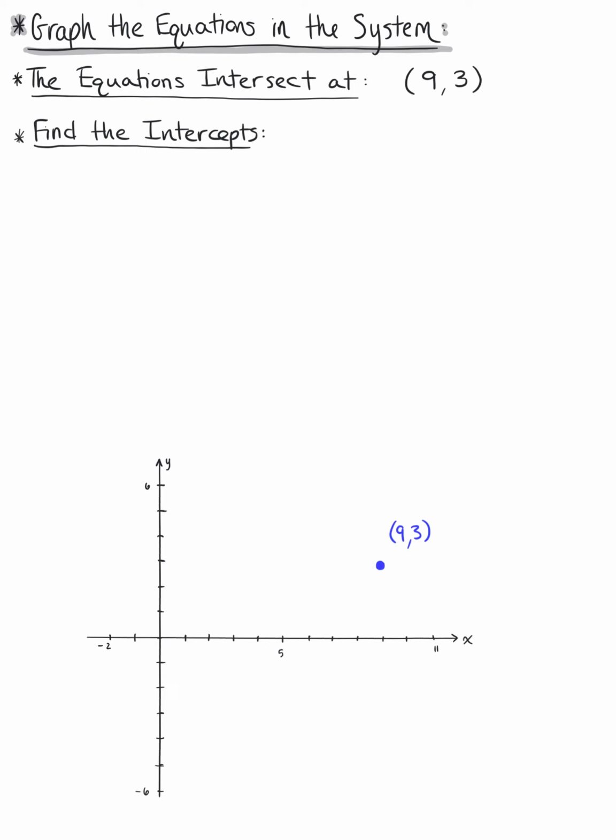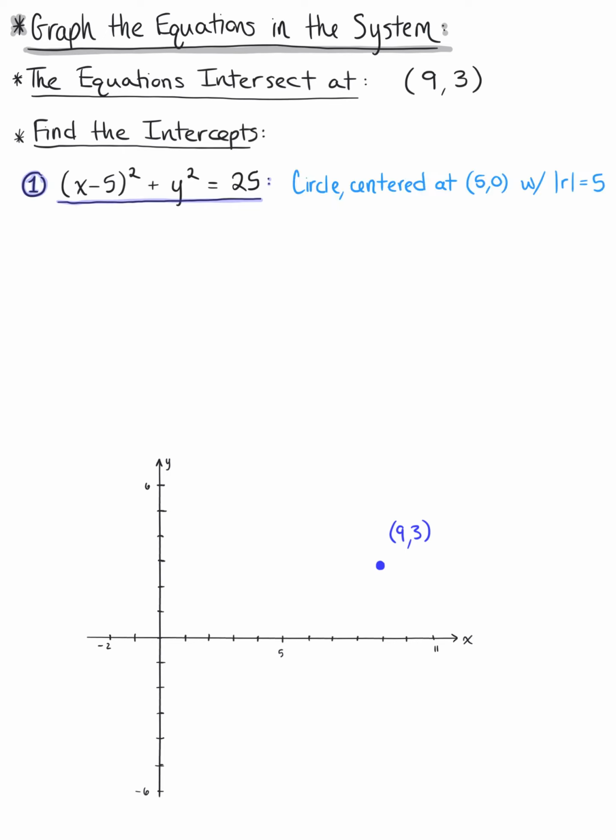So starting with the equation of the circle, centered at the ordered pair (5, 0) with a radius of 5, we can use the center point and our radial length to find the intercepts. So starting at the point (5, 0) and moving 5 units to the left and 5 units to the right, we can see that we have two x-intercepts, one at the ordered pair (0, 0) and another at the ordered pair (10, 0). Now we can also see that one of the x-intercepts at the origin is also the y-intercept for the circle.